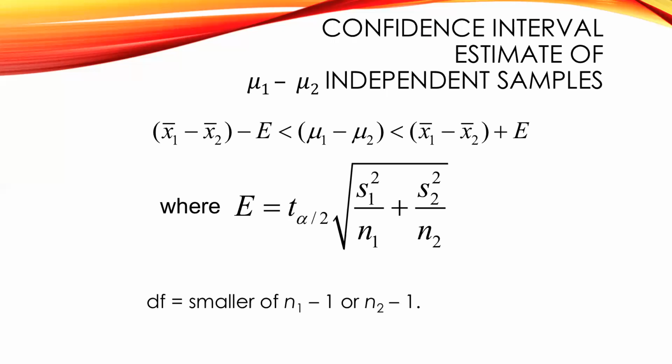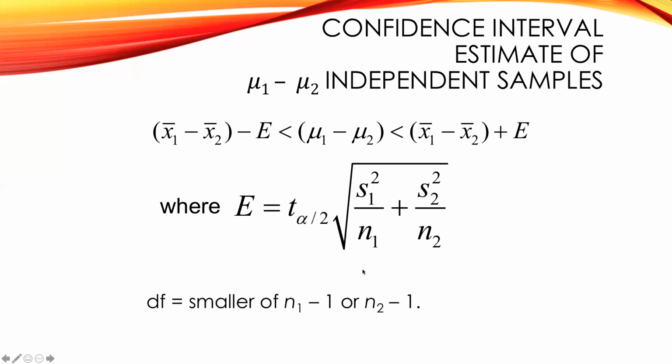Confidence interval estimates of mu1 minus mu2, independent samples. So we have x1 bar minus x2 bar minus the margin of error is less than the population mean from population 1 minus the population mean from population 2, which is less than the sample mean minus the sample mean from population 2 plus the margin of error.